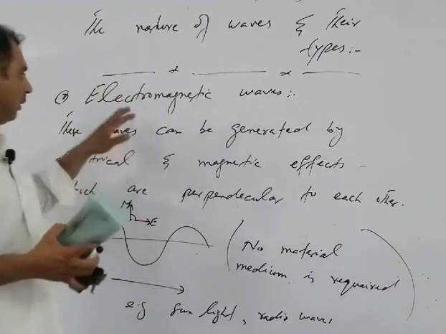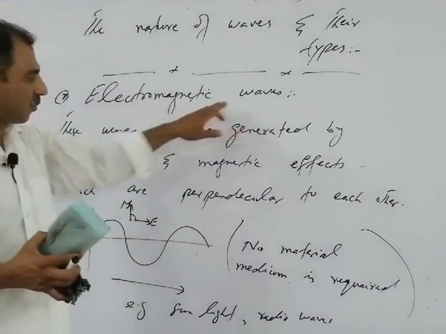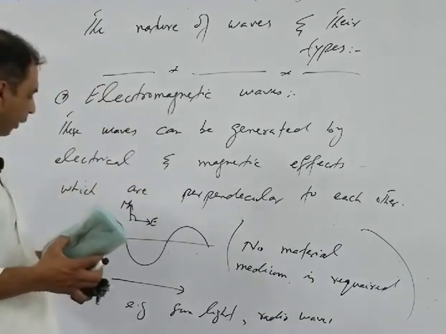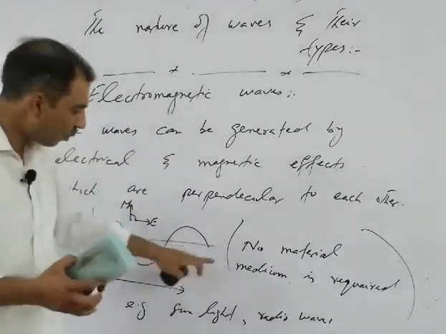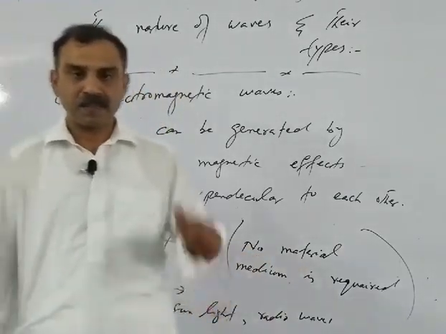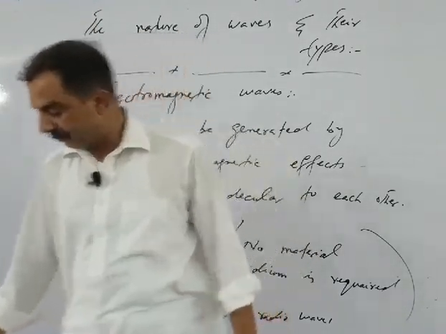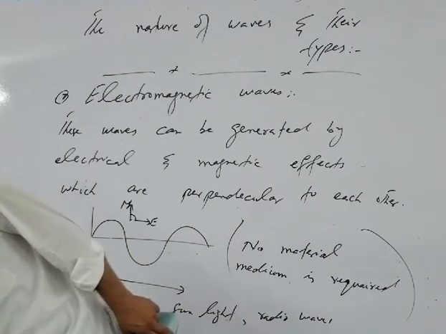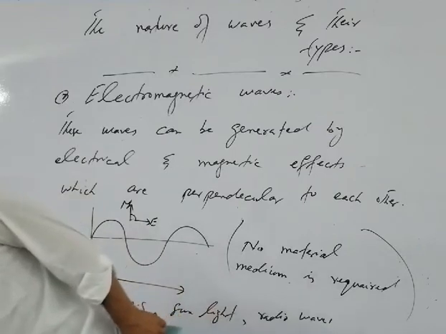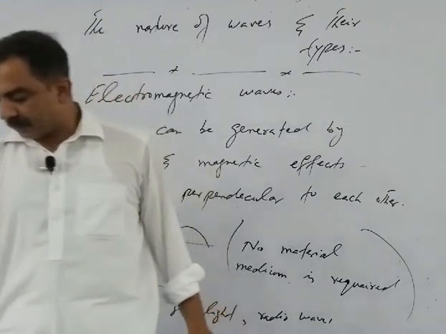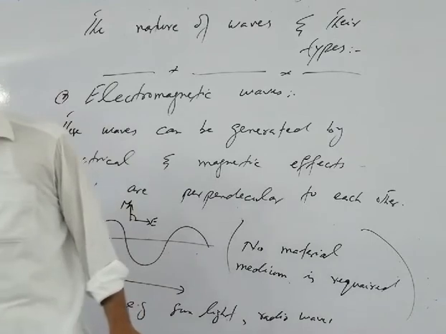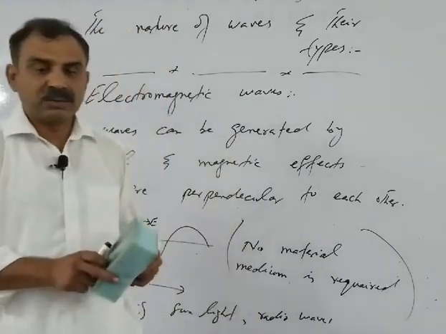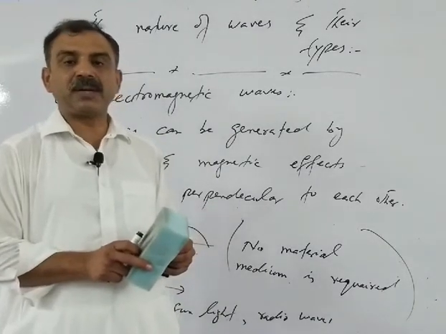So electromagnetic waves are the form of waves which can be generated and transferred from one point to another point without any material medium. Now we can also distinguish waves in two other phenomena.